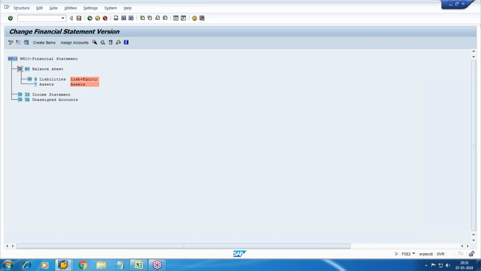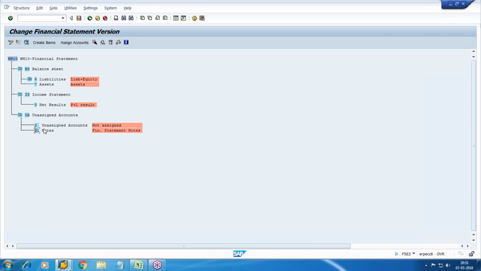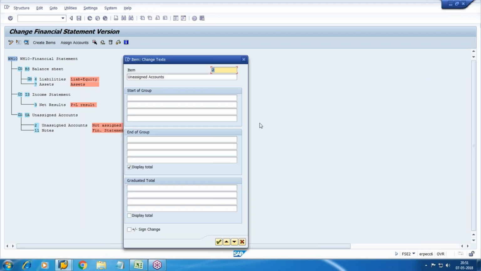Let's say under asset, what are the other items will be there? Your fixed asset, current assets. So expand it. We'll do one thing. We will change the number. Let's say we will do one thing. Make it 11. 10.